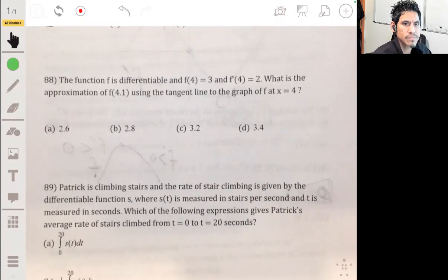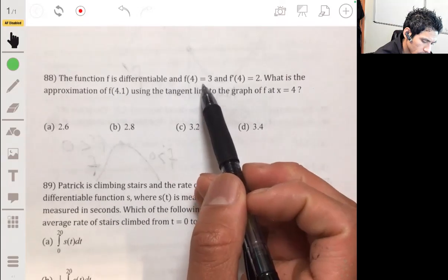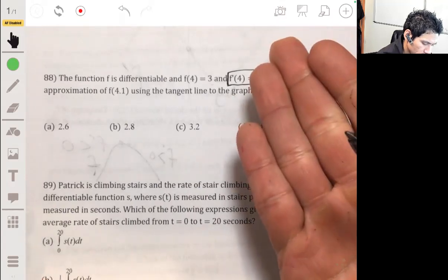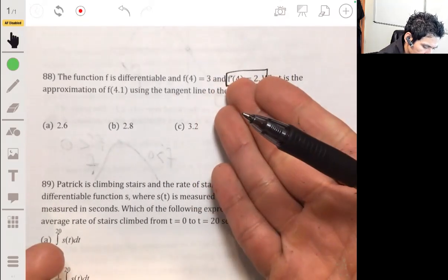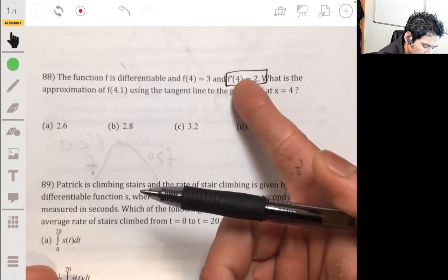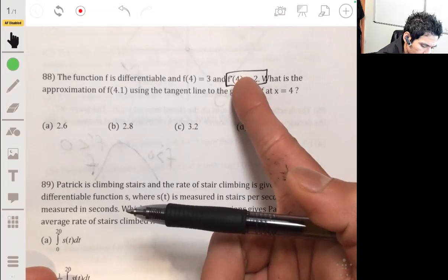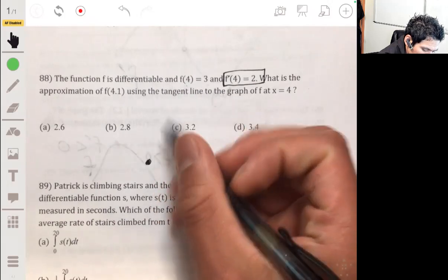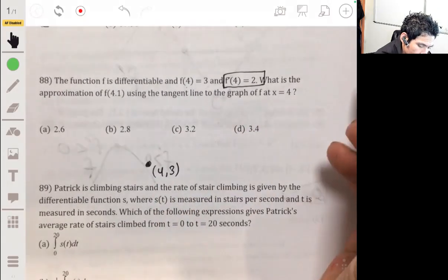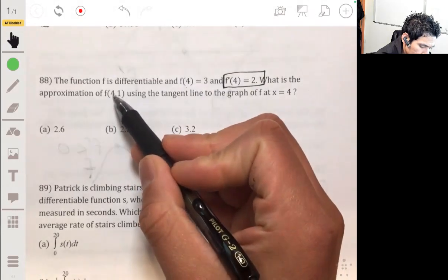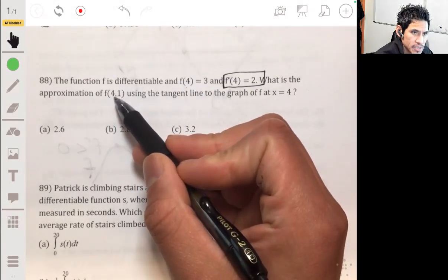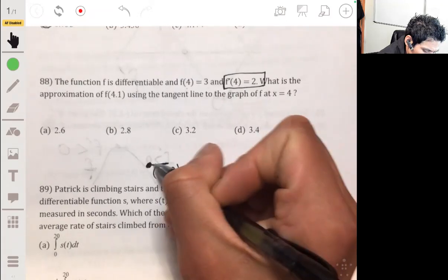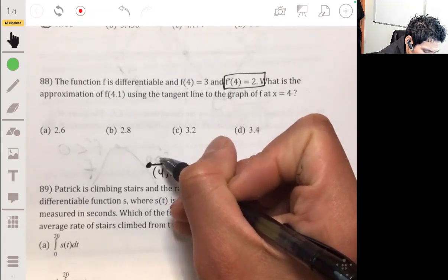Okay, so these ones are actually pretty simple as long as you remember that the derivative is just a slope. It tells you what the slope is at a point. In this case, it's telling you that the slope at x equals 4 is 2. So we know that we have a point at (4, 3). And if you want to estimate what the value will be when x is 4.1, you're quite literally just going to change to the right 0.1 units.